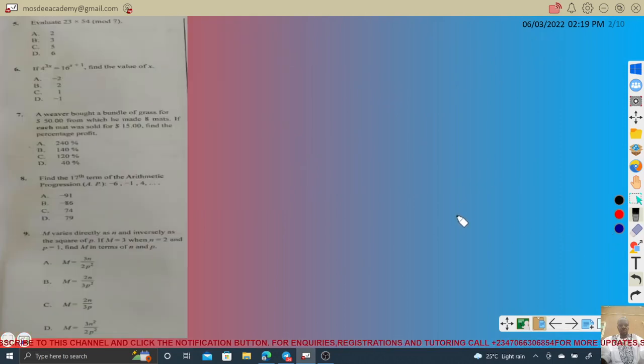The next slide. About this, my dear students, let's do this one. Evaluate 23 times 54 in mod 7. I don't have a calculator. I can just try and use the fastest shortcut. I hope I will not mess that up.